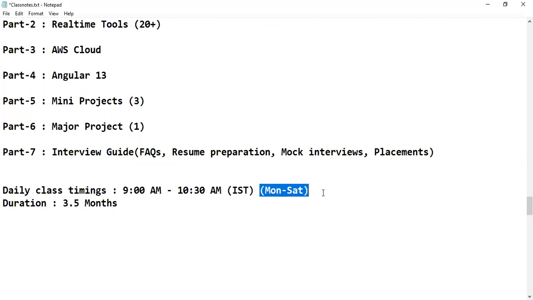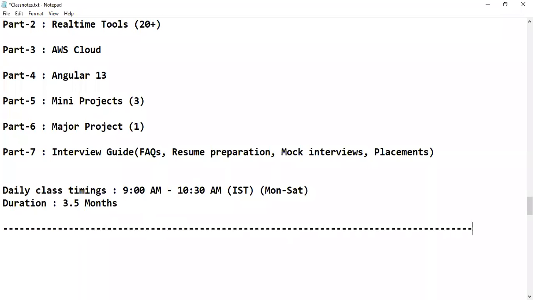Monday to Saturday classes will be available. Sometimes if required, we can take the classes on Sunday, but I will give the information prior to conducting a session on Sunday. And the course is going to take 3.5 months of time. So this is the introduction about our course.